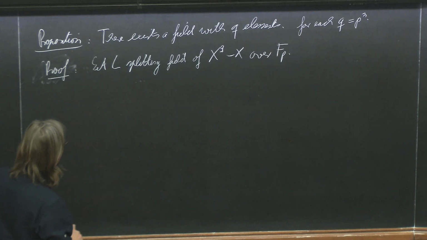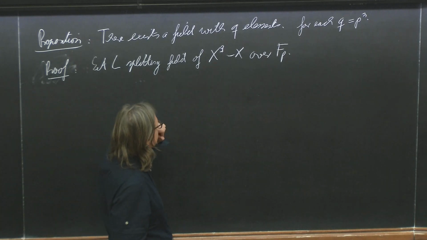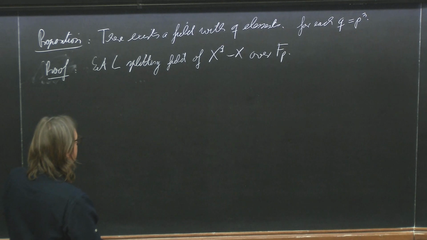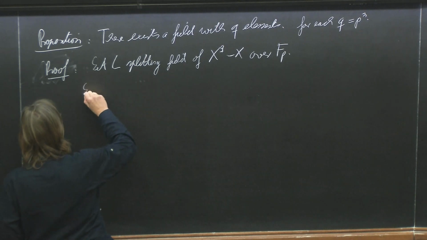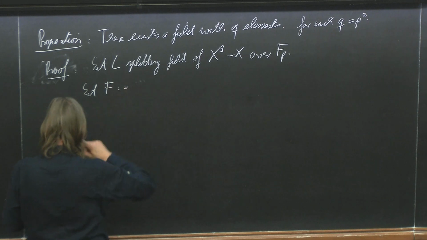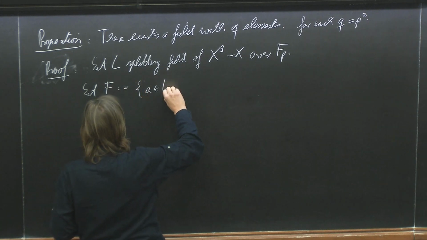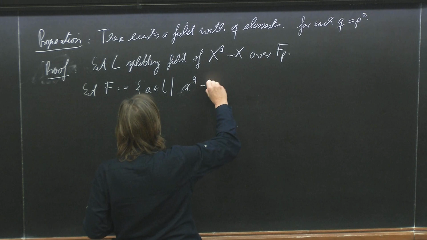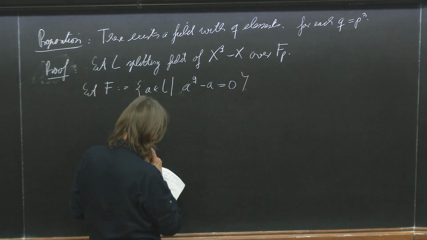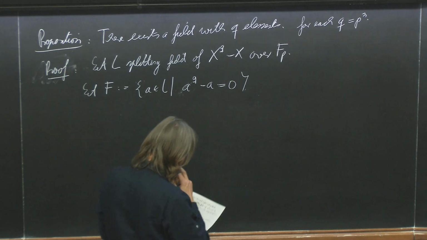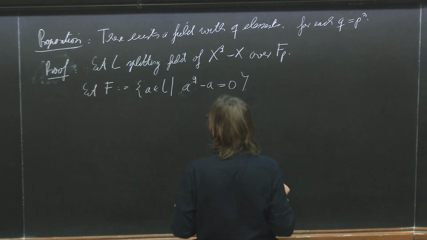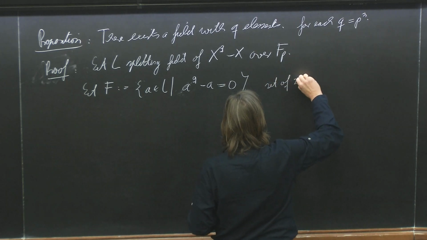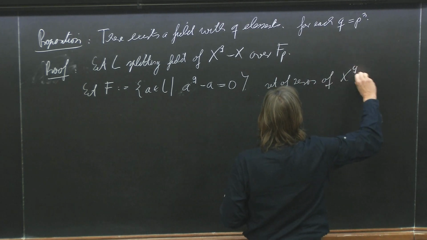And now, for the moment, actually, we'll later show that this is a field with q elements, but for the moment, we don't know this. Now we just look at all the zeros of this polynomial in this field. So let F be the set of all A in L such that A to the q minus A is equal to 0. So that means A to the q is equal to A. So this is the set of zeros of x to the q minus x.